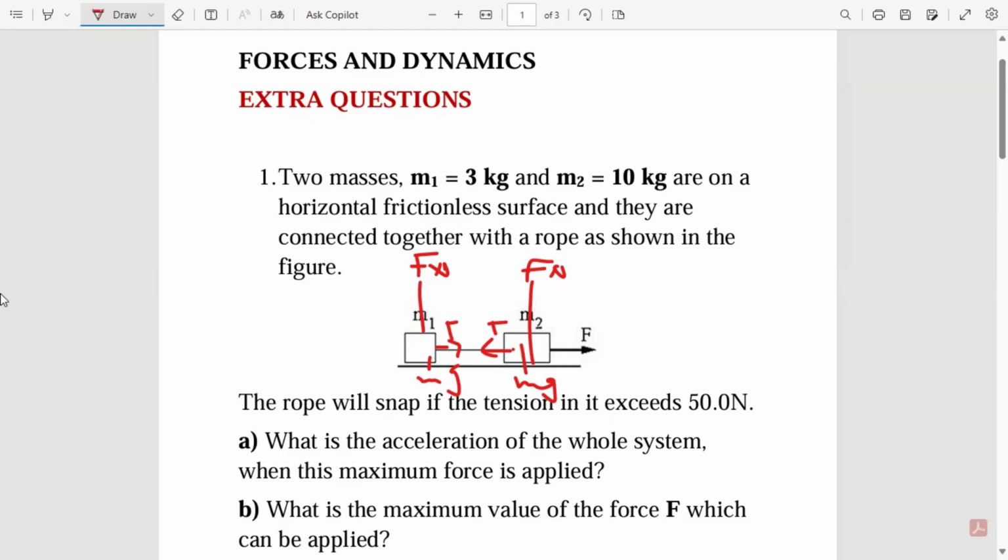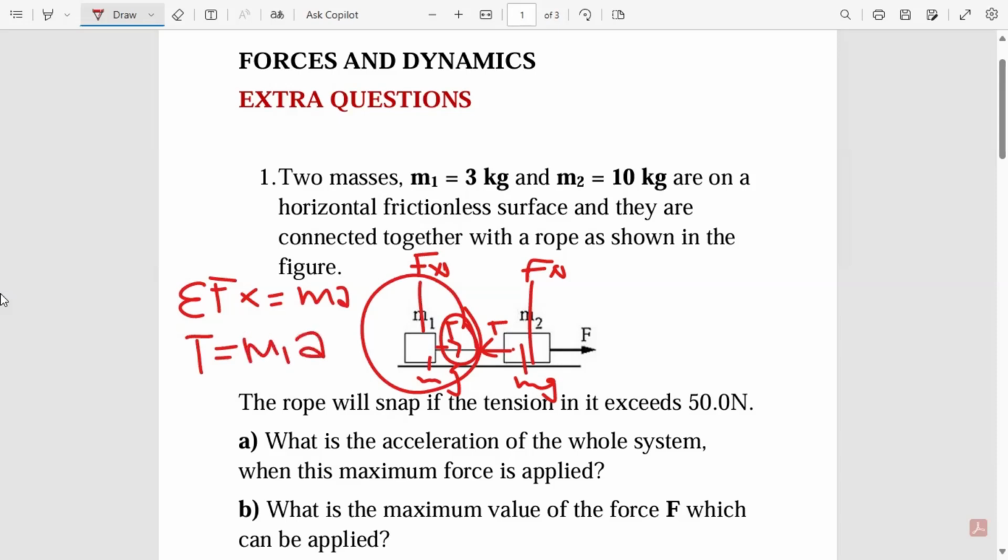If we look at this mass M1, the summation of forces in the x-axis will be equal to mass multiplied by acceleration, and specifically we're dealing with M1. What are the forces acting on this particular object? It's only tension, which is pointing in front towards the direction of acceleration. So T will be equal to M1 multiplied by acceleration. What are we looking for? We are looking for acceleration. We know mass one is 3 kilograms, and we know the tension, since we're using the maximum tension, is 50 newtons.